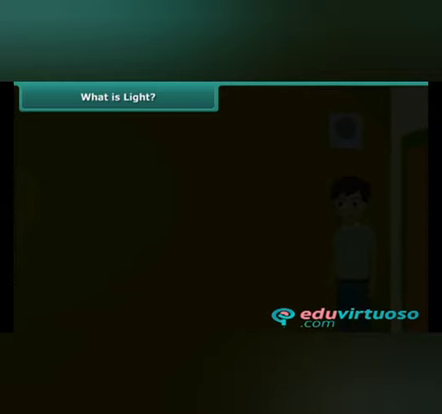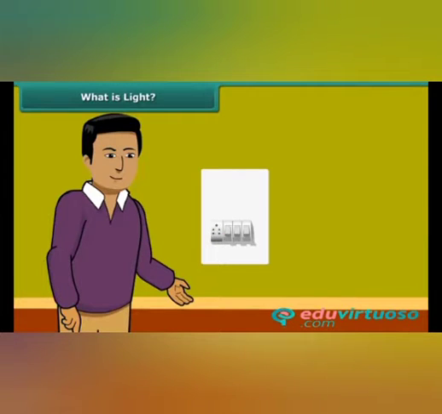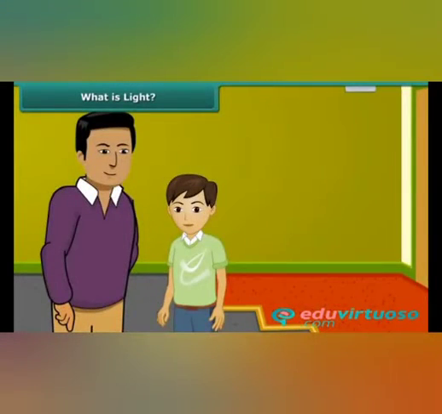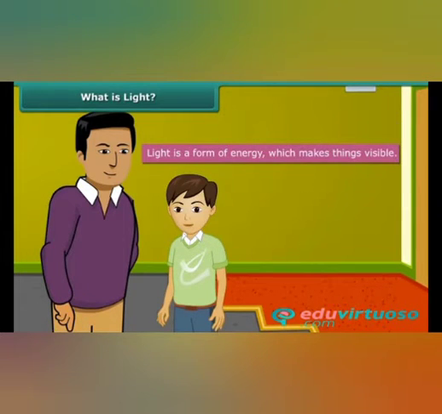It's night and you step inside the house. There is darkness all around. Everything appears black. You can hardly see anything. Your father switches the light on. Now you can see everything clearly. It means light enables viewing. Therefore, light is defined as a form of energy which makes things visible.